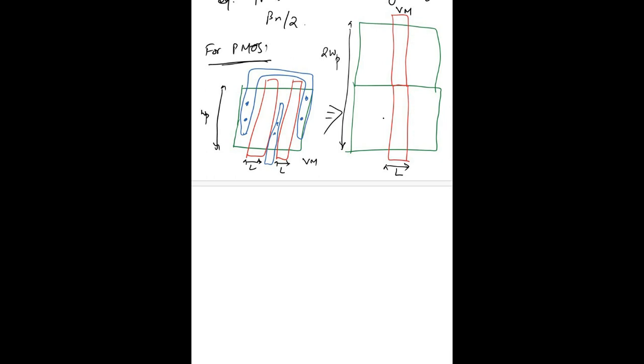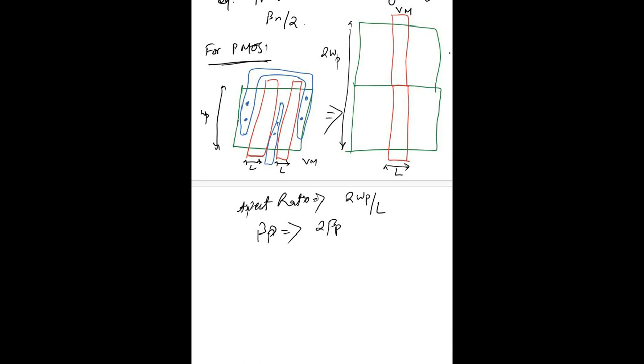So the parallel MOSFETs are joined together to give the aspect ratio, which will be equal to 2WP by L, and beta P will be equal to 2 beta P. Now we are talking about the double transconductance.